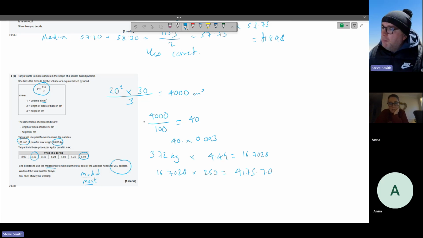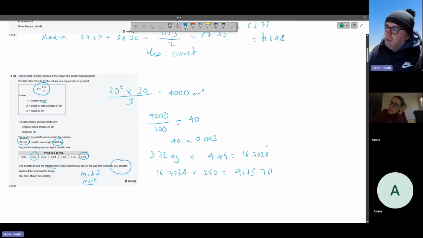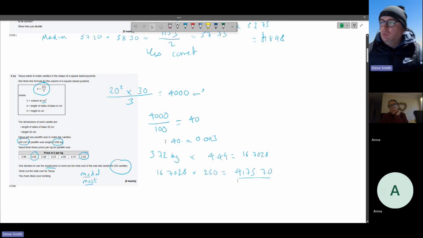So you've got 1 mark here for following the formula, another mark here for working out how much paraffin you're going to need. So 2 marks here, then you get 3 marks here, and then you're going to get your 4th and 5th mark for working out your mode and then your price. So 5 marks. So as much as we've hit 2 really long questions at the start, you're very rarely going to get them both stuck together.